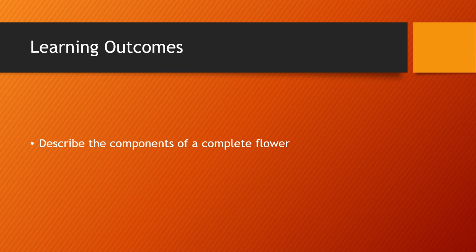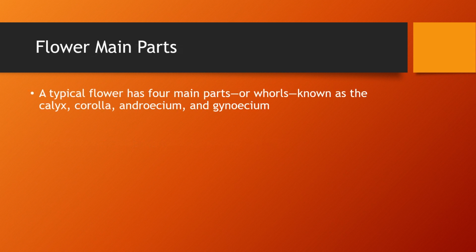Learning outcomes: describe the components of a complete flower. Flower main parts. A typical flower has four main parts. How many parts? Four main parts, known as the calyx, corolla, androecium, and gynoecium.